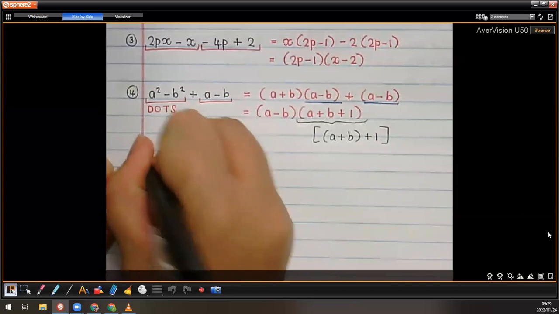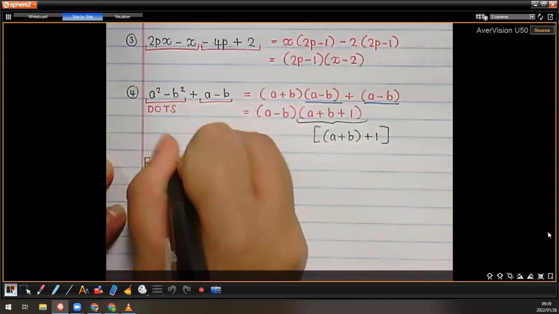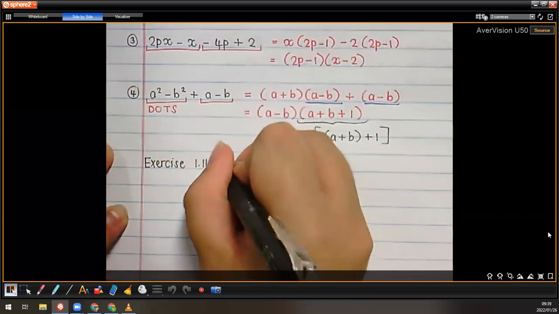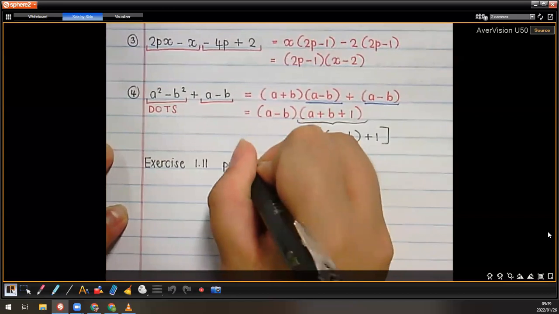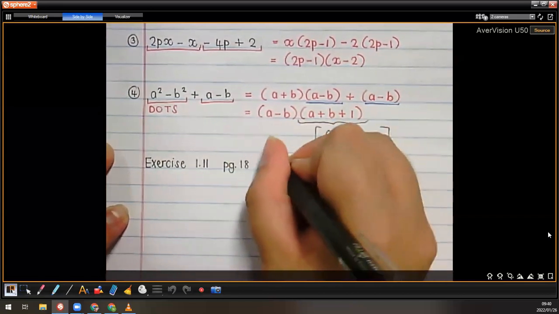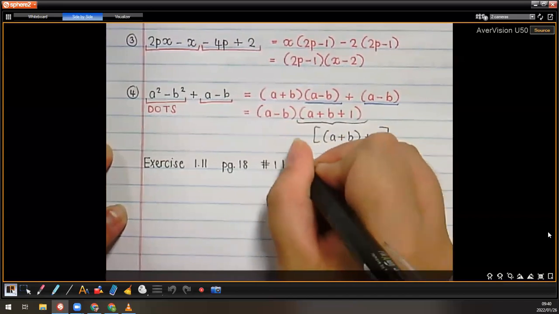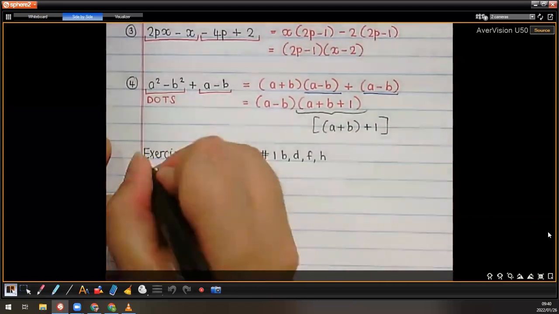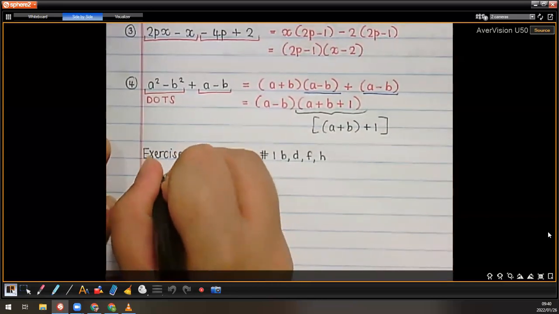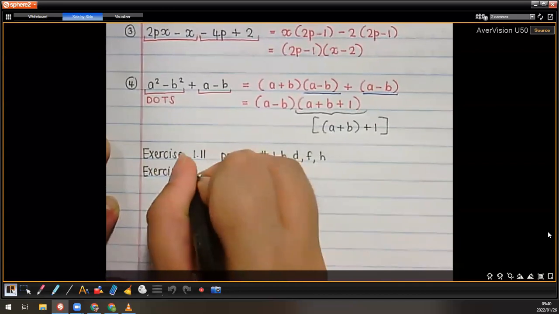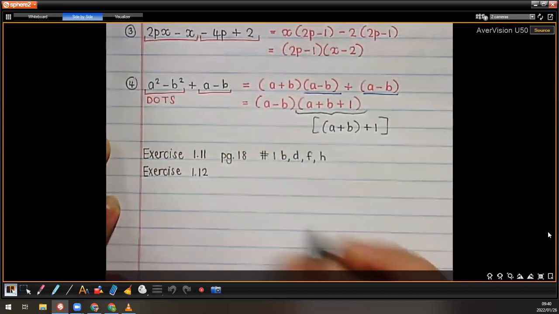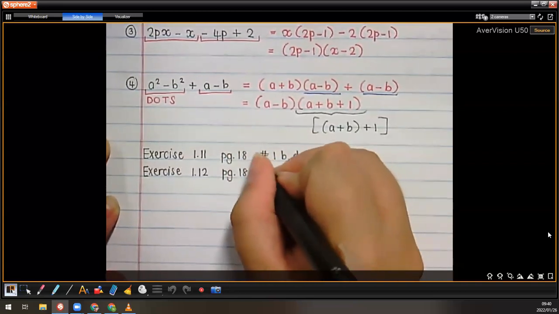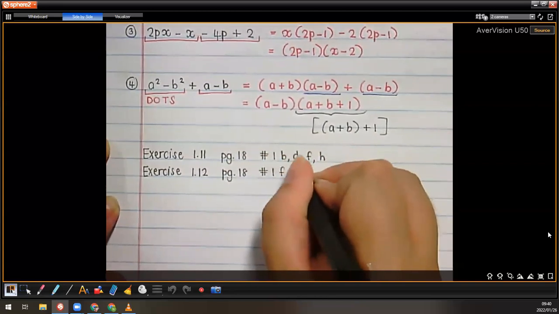Okay, guys, your homework is going to seem like a lot because it's from different exercises, since they cover different things. The first one is 1.11 on page 18. I want you to do these 4 from that question. Exercise 1.12 is on the same page. And I want you to do 1F to H.